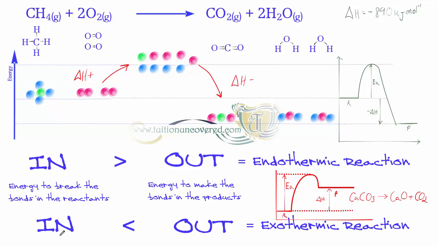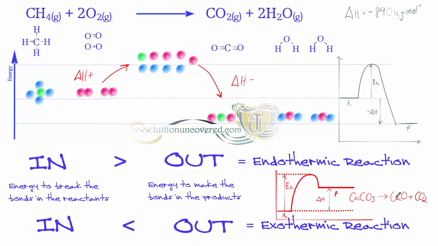Energy going in is less than the energy coming out. Exothermic reaction. Endothermic, the opposite, energy going in is greater than the energy coming out. Products end up with more energy than the reactants. Endothermic reaction. Okay, moving on.